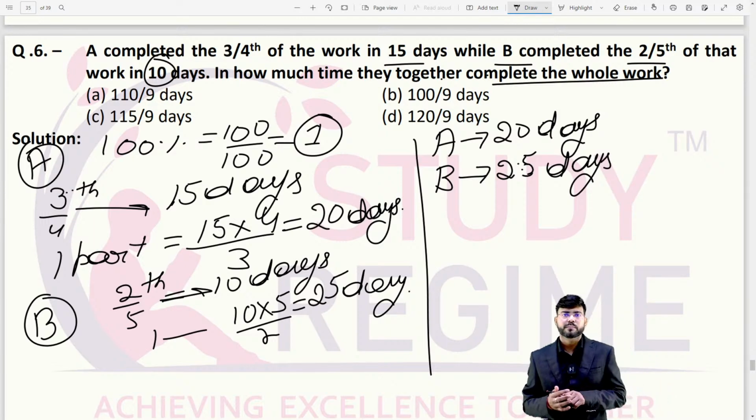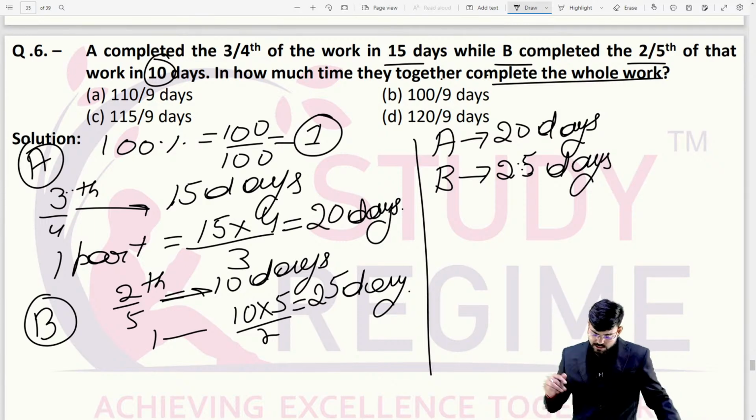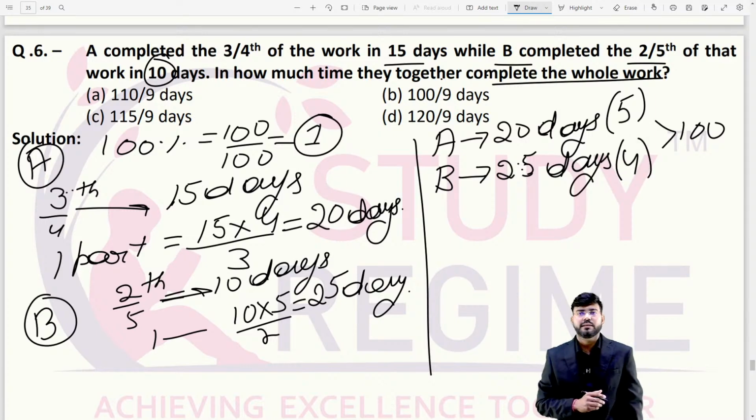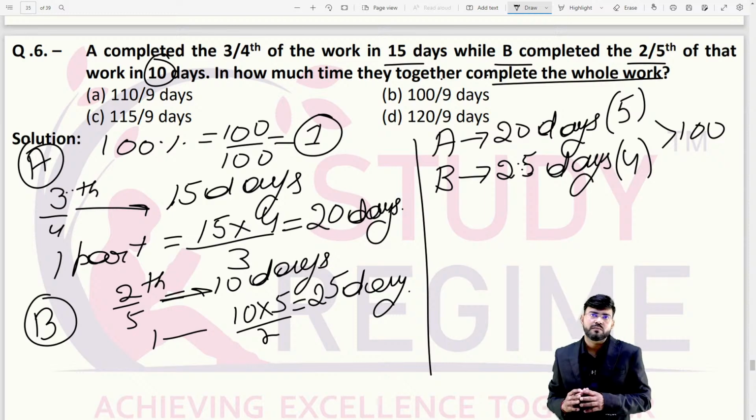Okay, clear? Now, to calculate the total work, we will take the LCM of 20 and 25. The LCM of 20 and 25 will become what? 100. So, A is doing 5 units of work in a day and B is doing 4 units of work in a day. This is how we calculate unit of work done. Total amount of work is 100. 100 you divide by 20, you will get 5 units of work. Now 100 is divided by 25, you will get 4. So A is doing 5 units of work in a day and B is doing how many? 4 units of work in a day.